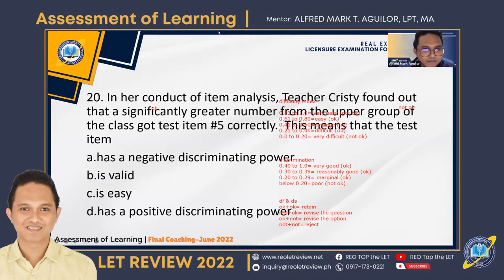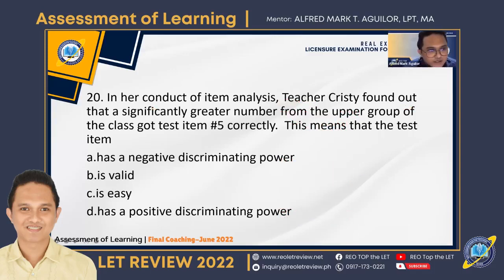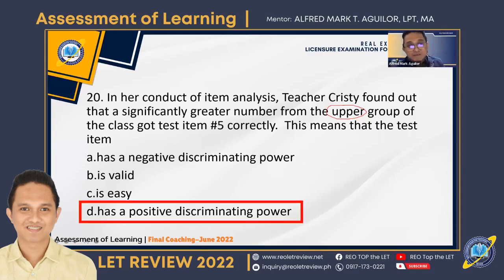So last item. In her conduct of item analysis, teacher Cristy found out that a significantly greater number from the upper group of the class got item number 5 correctly. This means that the test item A has a negative discriminating power, valid, easy, or positive discriminating power. So, greater number. So, kapag mas marami po sa upper group, okay, compared to the lower group, then the test item has a positive discriminating power.